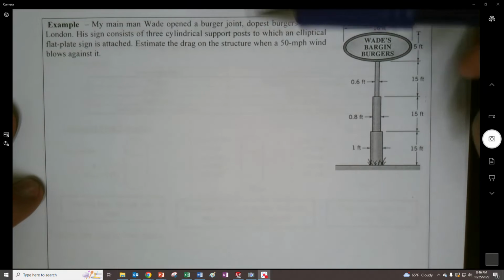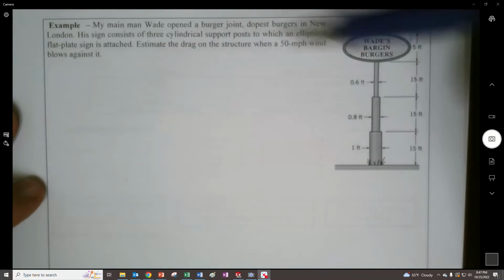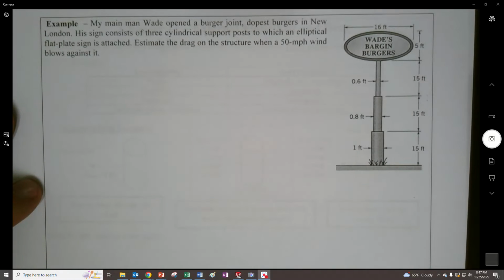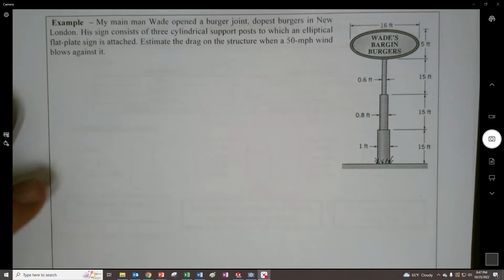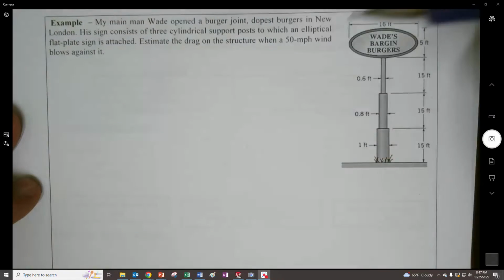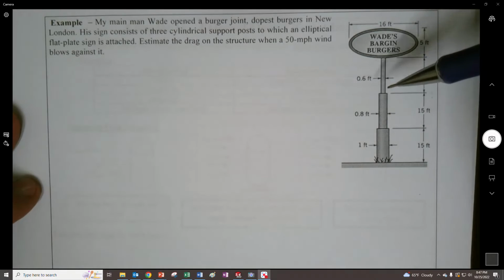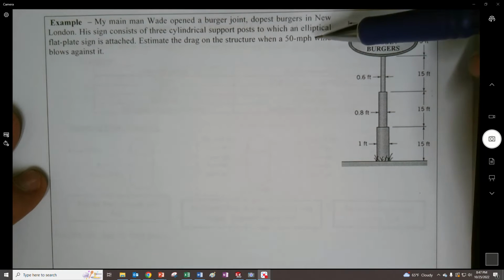So I'm going to give a shout out to my good friend Sean Munnis, formerly of the U.S. Coast Guard Academy, who wrote this silliness up here, right? I didn't write this, but he wrote it. My main man, Wade, opened a burger joint, Dopest Burgers in New London, right? So I did not write that.